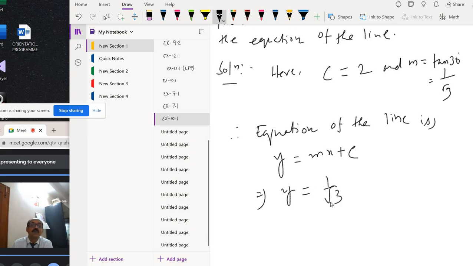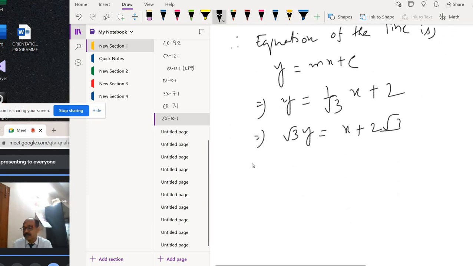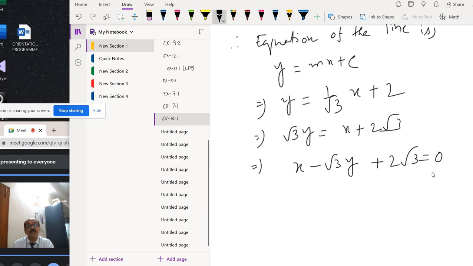So y equals 1 by root 3 x plus 2. Then multiply both sides by root 3, that is root 3y equal to x plus 2 root 3. So this means x minus root 3y plus 2 root 3 equal to 0. Okay, this is the answer, the required equation of the line.